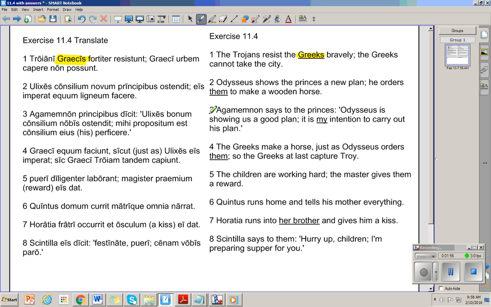You can pause the video, make sure your translation is correct in your notebook, cross out errors, don't erase. But you'll notice I underlined that because we translate as he orders them, not he orders to them. It is my intention, not it is an intention to me. He orders them again. Runs into his brother. Okay, so that's that. Again, pause, make sure everything is correct, and email me if you have any questions.